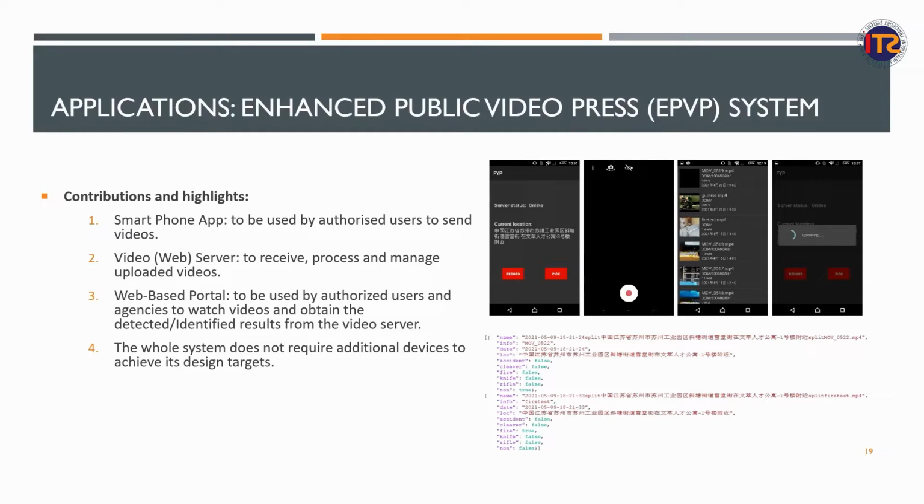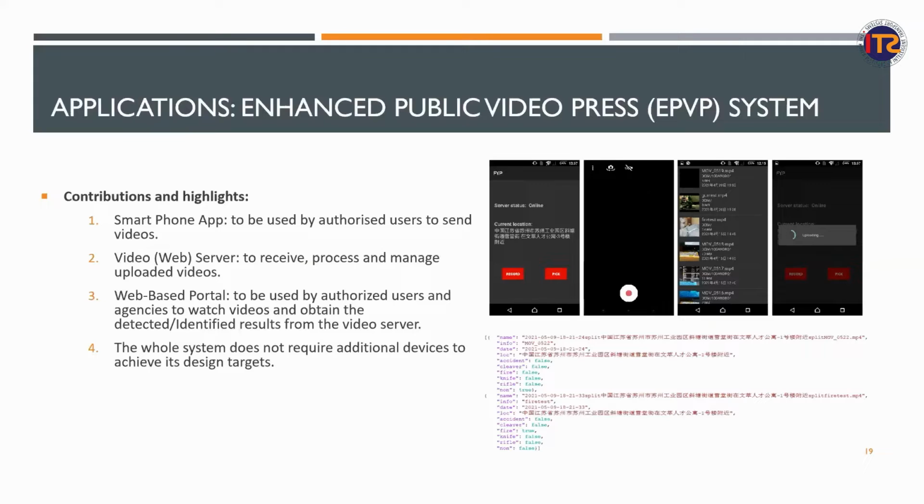This system consists of four components. The first one is a smartphone. The key idea behind it is that anyone who has a smartphone can upload and send a video. So we start with a smartphone app to be used by an authorized user to send videos. And then the video will be received in the video web server, so the authorized user can upload the video to the server. We do the management of the uploaded video and processing. For example, now I see a fire, I see a robbery happening, I am an authorized person, I take the video of this robbery and then I send this video immediately.